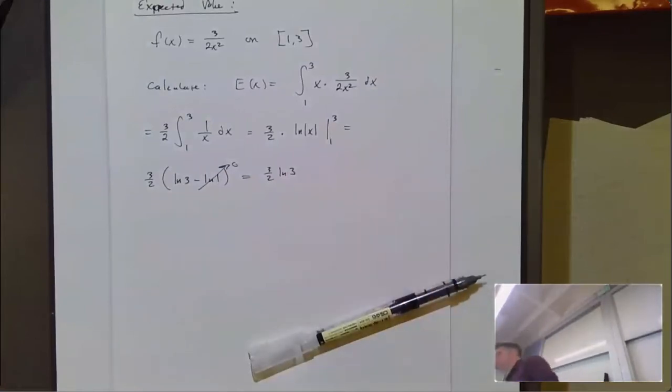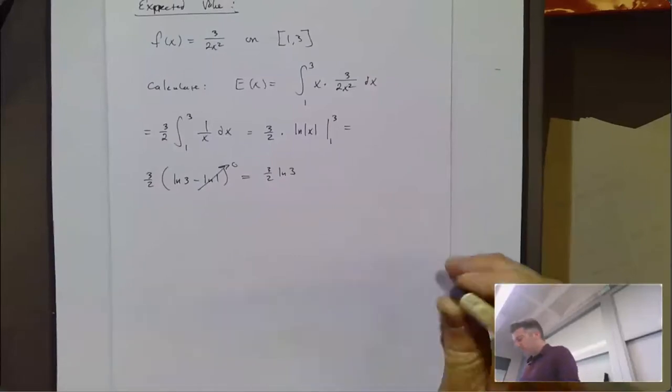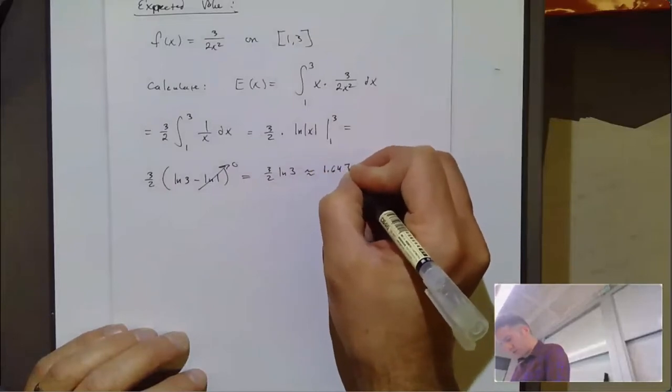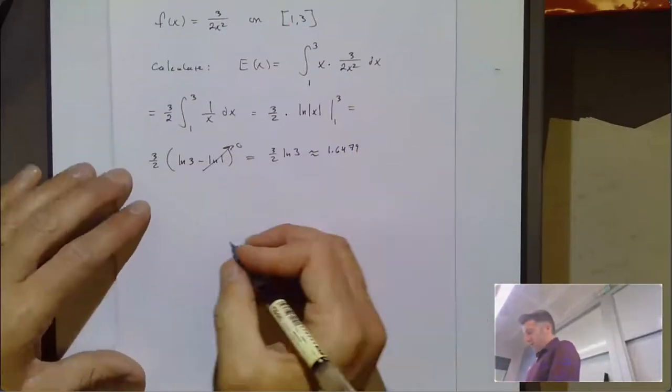There is a reason I want to know this, not just for fun. So natural log of 3, but come on, I hate this calculator, it kills me. Okay, that's approximately 1.647.